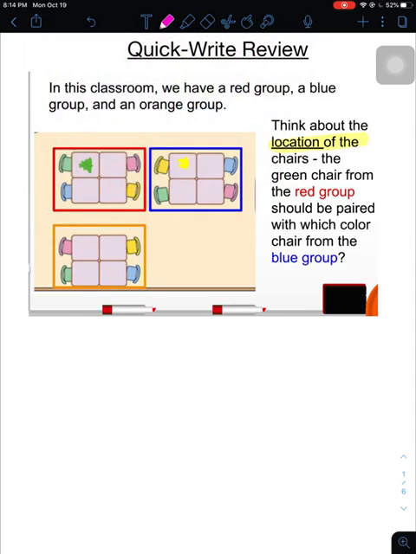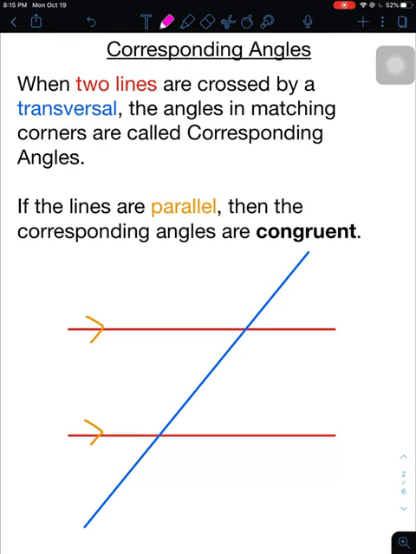So I would pair up, let's use pink since we haven't used it, I will pair up this person and this person. Okay, because they're in the same location, just in a different group. That's what this quick write was all about. And now we're gonna see why we had to do this quick write.